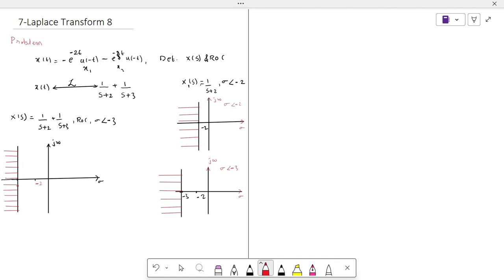So this is -2 and -3. This is sigma less than -3. So, another problem.